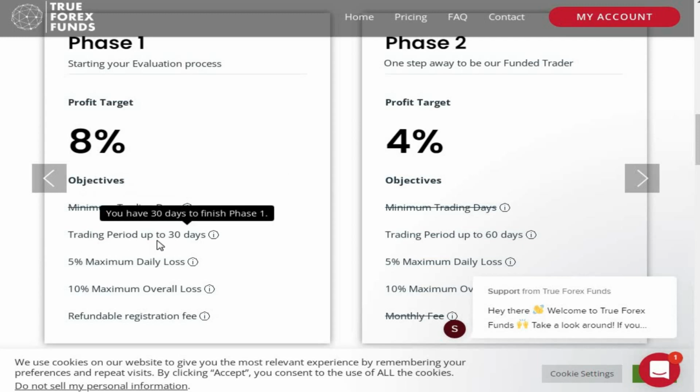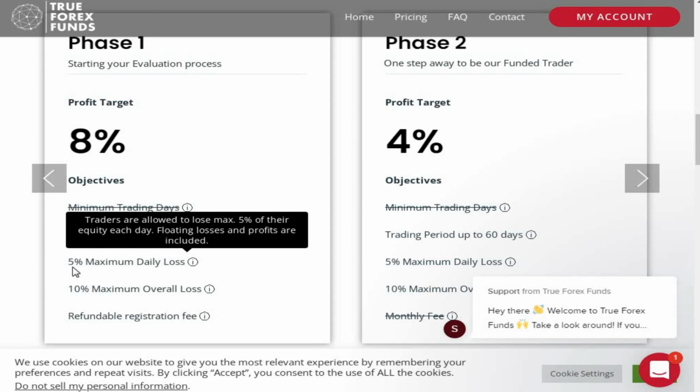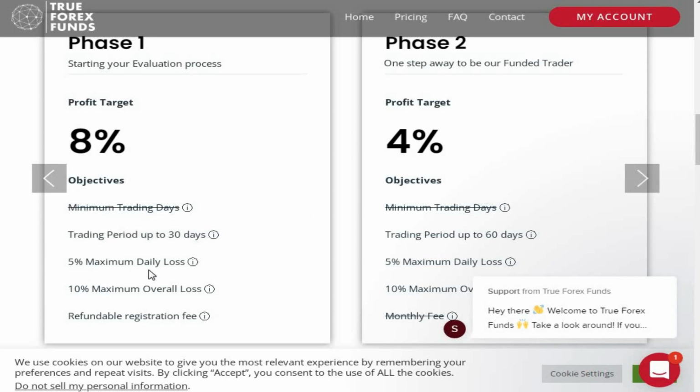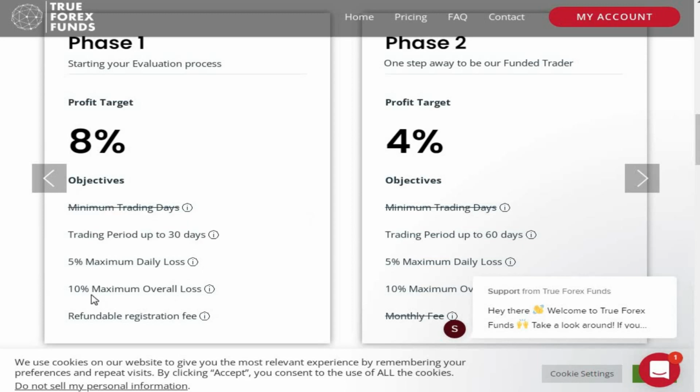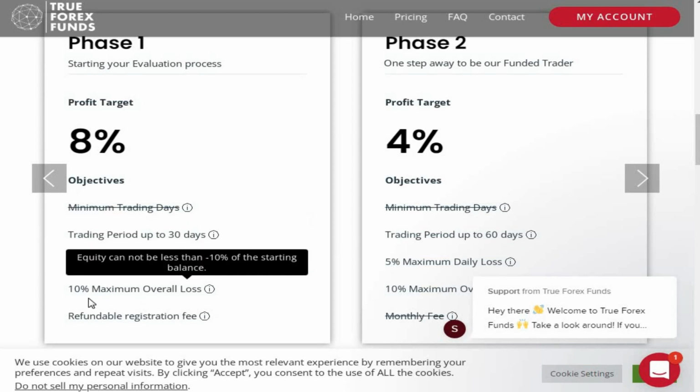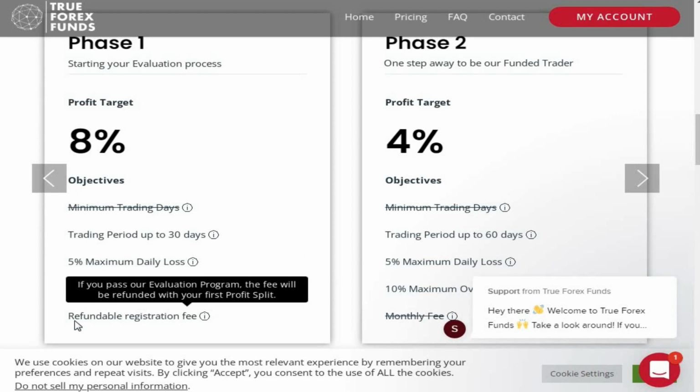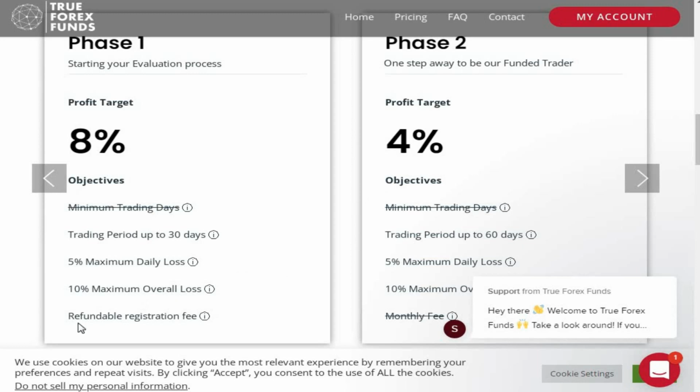You have up to 30 days trading the account, and the maximum loss per day is 5% of your account, and the overall maximum loss is 10%. Once you pass phase 1, they will refund the registration fee, and then you go to phase 2.